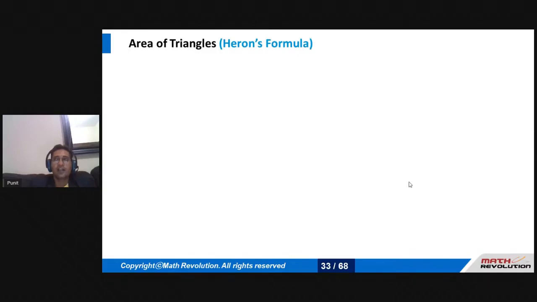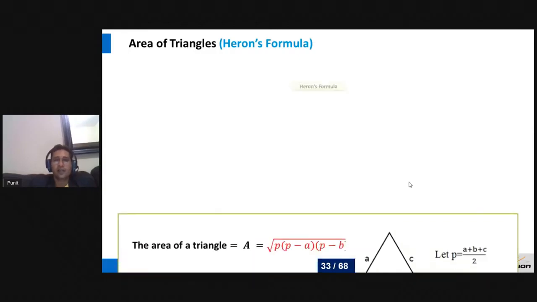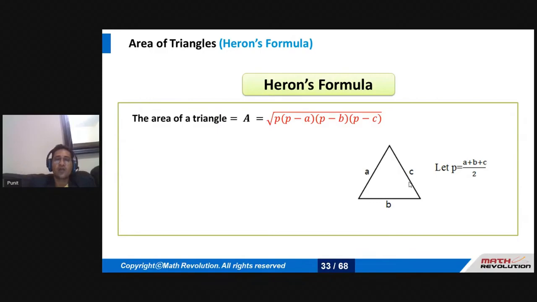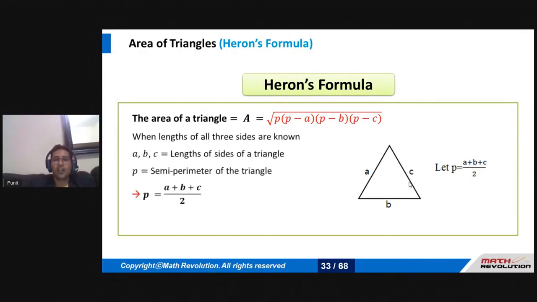Let's talk about a triangle which doesn't have equal sides. Acute angle triangle? No, it's a scalene triangle. So we always apply Heron's formula. We first find the semi-perimeter, which is P equals A plus B plus C, whole divided by 2. And then we take the square root of P times P minus A, P minus B, and P minus C.